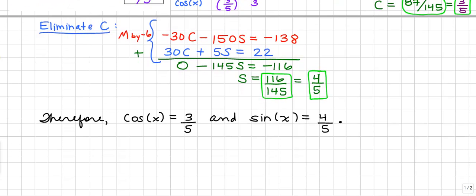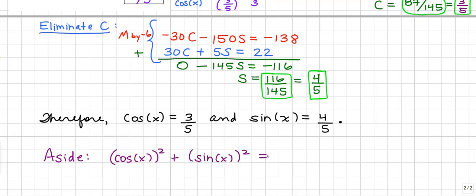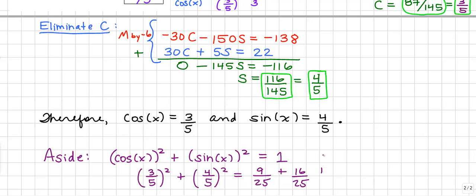All right, and one more side note. If you have time to check yourself, you should check the square of cosine plus the square of sine. Our identities say that should be 1. So if 3/5 squared plus 4/5 squared didn't equal 1, we would have made an algebra mistake somewhere. Okay, so we do the calculation, and notice, thankfully, that we have done this correctly because it does check.